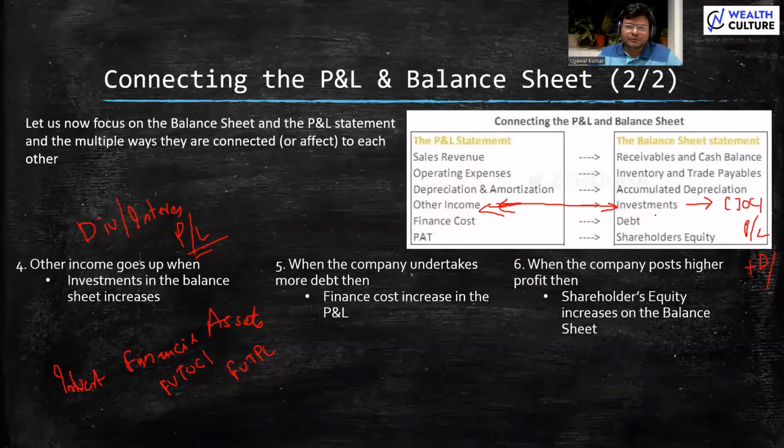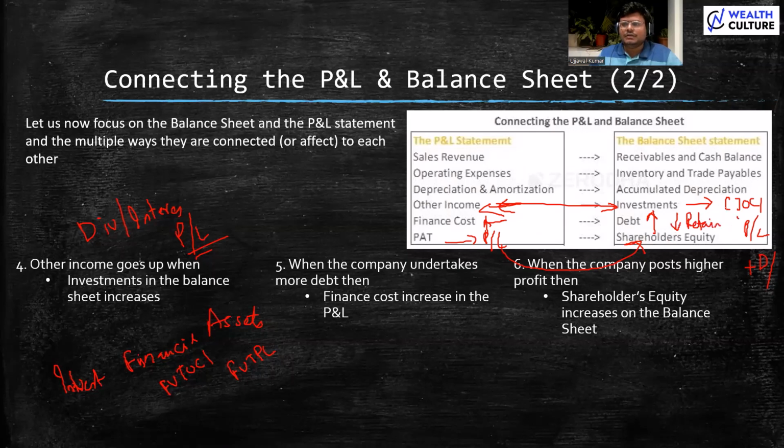Next is very simple. If you increase debt, your interest payment in the P&L will go up, right? As simple as that. If you're making more profit in your P&L, then this money directly goes to your shareholders' equity. And within shareholders' equity, it is part of retained earnings, right? So the more profit that you book, the higher is your shareholders' equity, right? So that's how these two statements are interlinked.